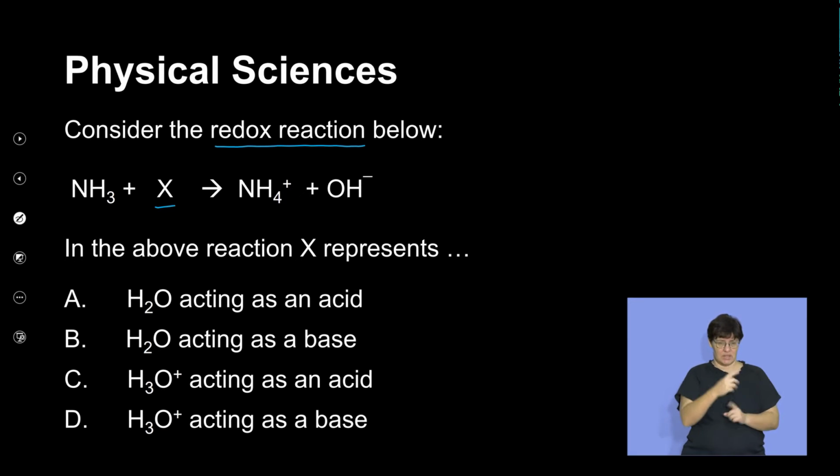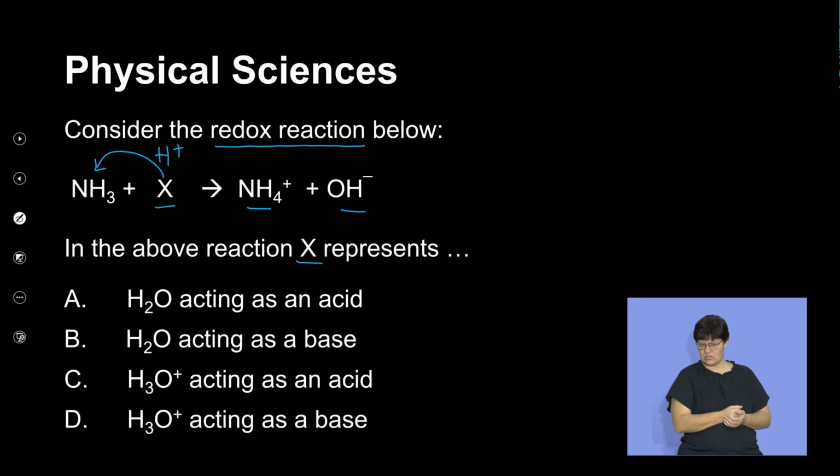X is unknown, and then we get the ammonium ion plus the hydroxide ion. So they're saying here, in the above reaction, X represents what? Right, so we need to look at the products, and say, if we've got ammonia, what could X be if we are to get an ammonium ion? So X actually gives a hydrogen ion, or a proton, to ammonia.